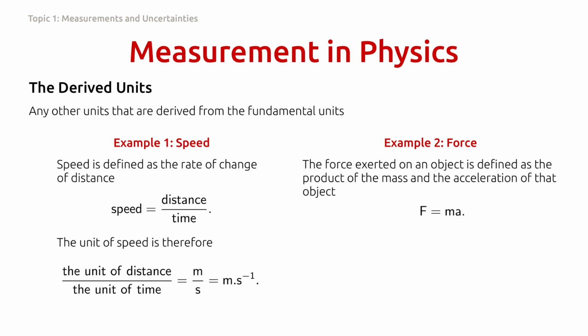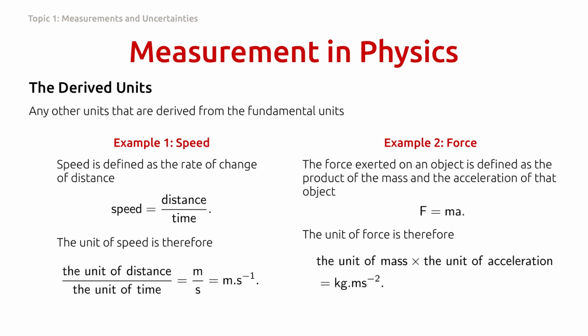The second example is force. The force exerted on an object is defined as the product of the mass and the acceleration of that object, F equals ma. The unit of force is therefore the unit of mass, which is kilogram, multiplied by the unit of acceleration, which is another derived quantity with a unit of meter per second squared. Again, in IB physics, this is written as kilogram meter second to the power of minus 2.